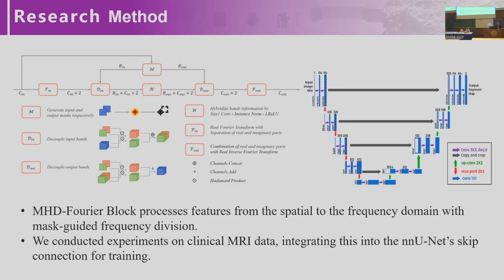For example, if we set the band number to be 2, we will get high and low frequency information, quite similar to high-pass or low-pass filtering in traditional digital image processing. After that, we integrate this plug-and-play block into the skip connection part of the U-Net.